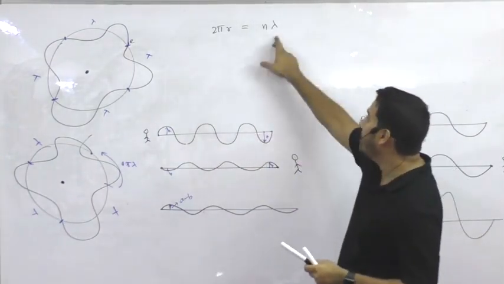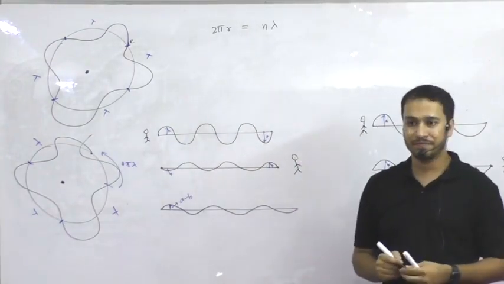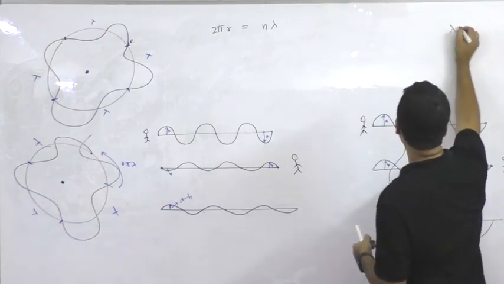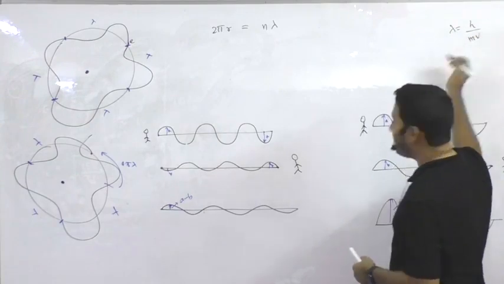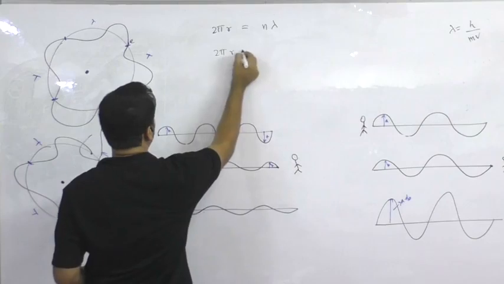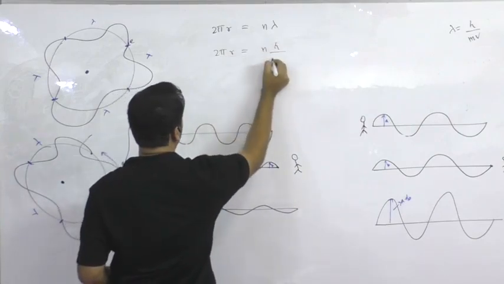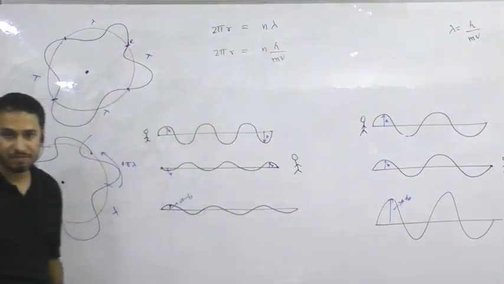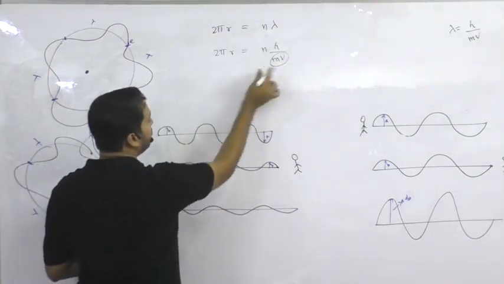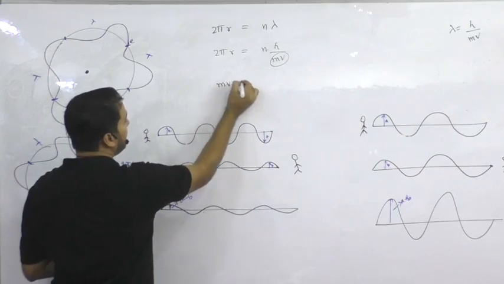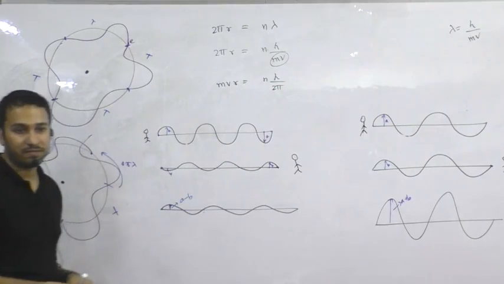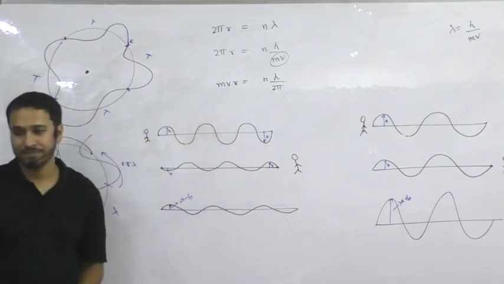Now, according to de Broglie, how much is lambda? H upon mv. Right? What does the de Broglie hypothesis say? Lambda is equal to h by mv. We just solved problems on this. Let's put it here. I get 2 pi r is equal to n into h upon mv. Right? Cross multiply. I take this mv to the left hand side. I take this 2 pi over here. What do I get? mvr is equal to n h upon 2 pi.